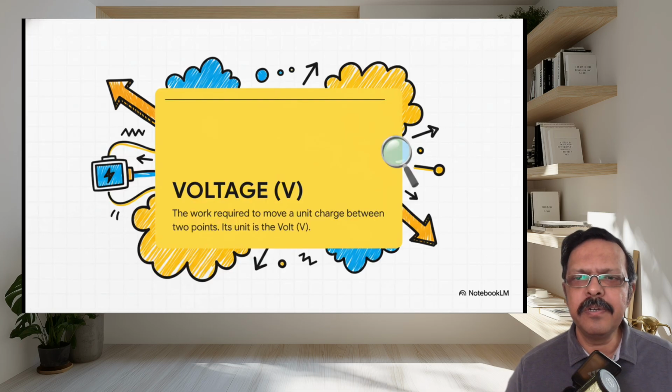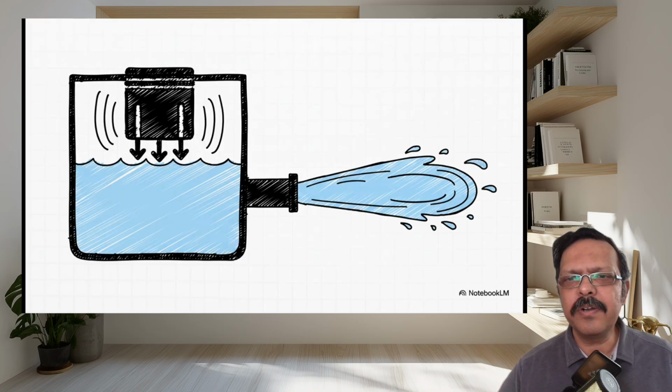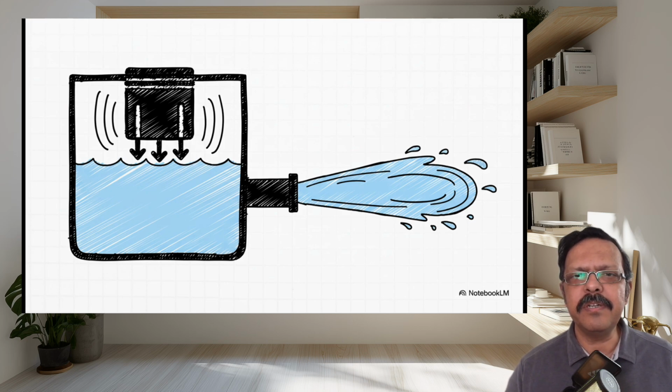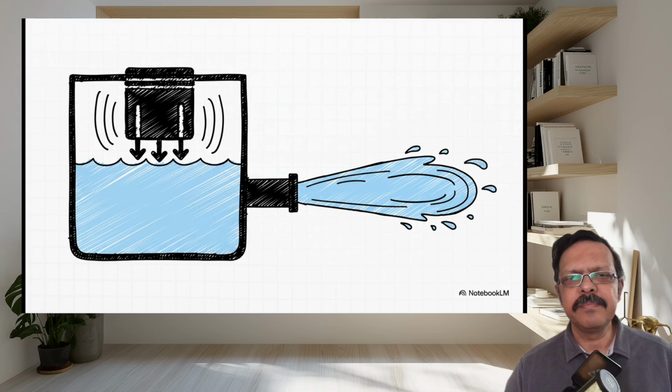So if you have a pump or if you have a container where you can apply pressure on water, water kind of gushes out of it, right? So voltage is like that. It is the push that drives charge forward. So three pillars: charge, current, and voltage.